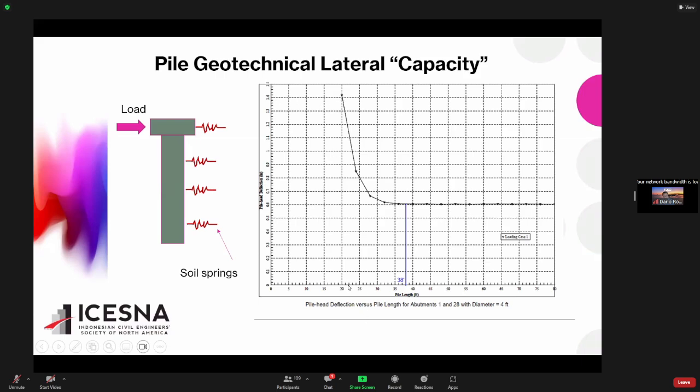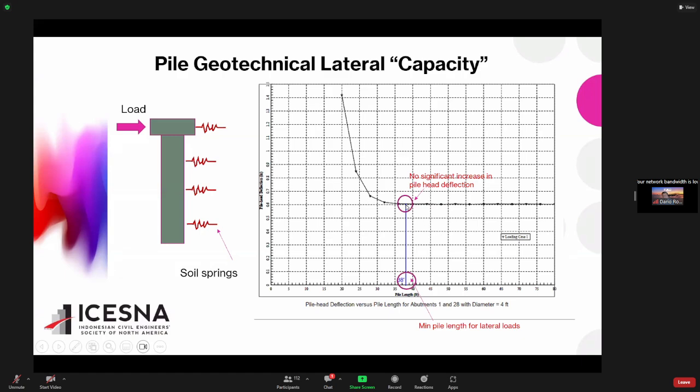As you increase your pile length, the deflection will go down, right? The pile head deflection will go down, because the longer pile will be more stable. But up to a certain point, there will be no more reduction in pile deflection. So this is going to be your design pile length, right? At this point, there will be no significant increase in pile deflection. So this will be basically your design pile length.